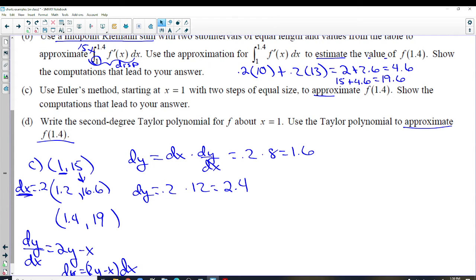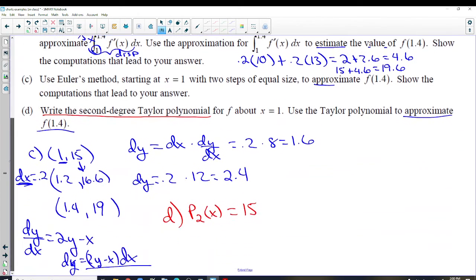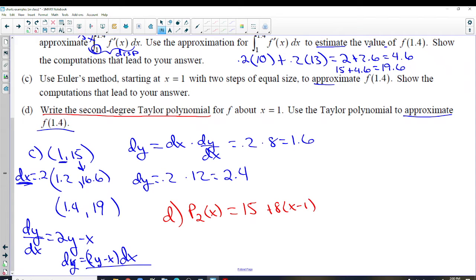All right, finally letter D, the last way to estimate. Oh, look what we have. Write the second degree Taylor polynomial. So a second degree Taylor polynomial will estimate the value of this function. Now, if they gave us more information, we could go to the 20th degree if we had enough information. So p sub 2 of x is equal to, how do we create a polynomial? What's the first step? F of 1, right? Because we're centered at 1. F of 1 is 15. Then what? Yeah, the first derivative, right? F prime of 1 is 8.